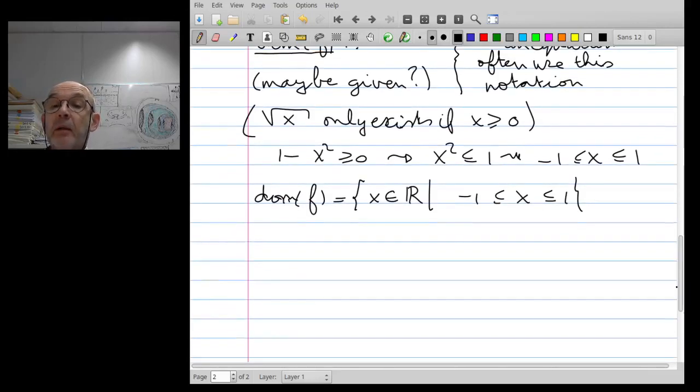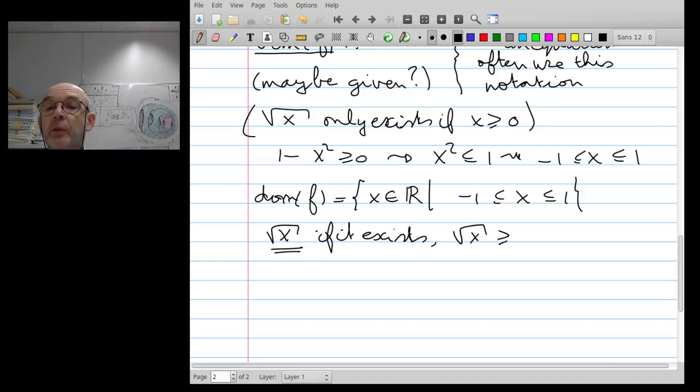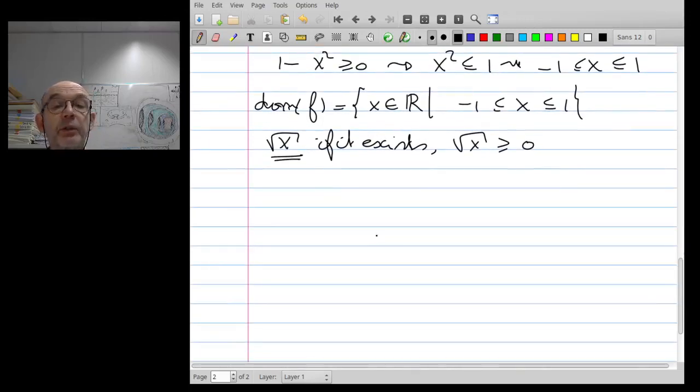Then we come to some other point. If you have the square root of x, the range will be positive, if it exists. If that square root exists, the square root is always defined as positive. That is your definition of the square root of x. We are coming to it in P5 or later on.